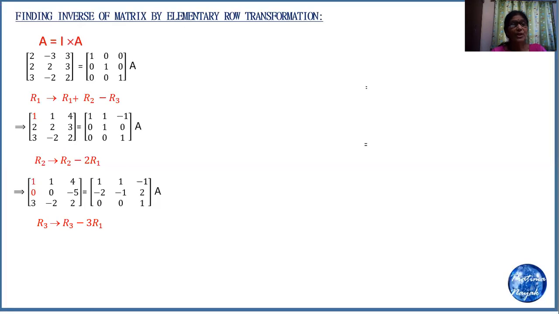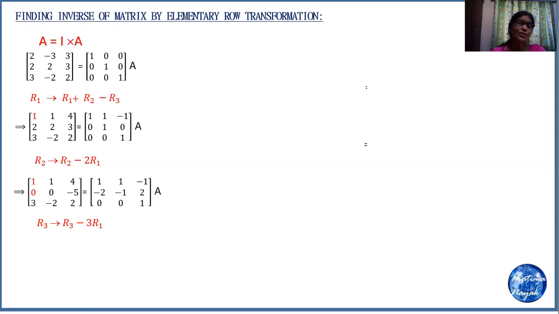Now note one thing. Here I cannot write 3 R1 minus R3. That will also give me 0. But when we write the operations, R3 means R3 will be given the preference first. That will be written first. So R3 minus 3 R1.